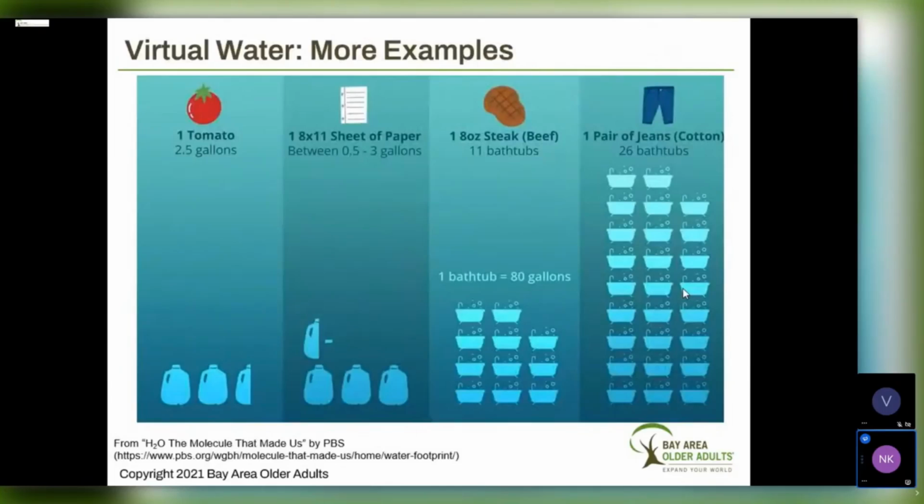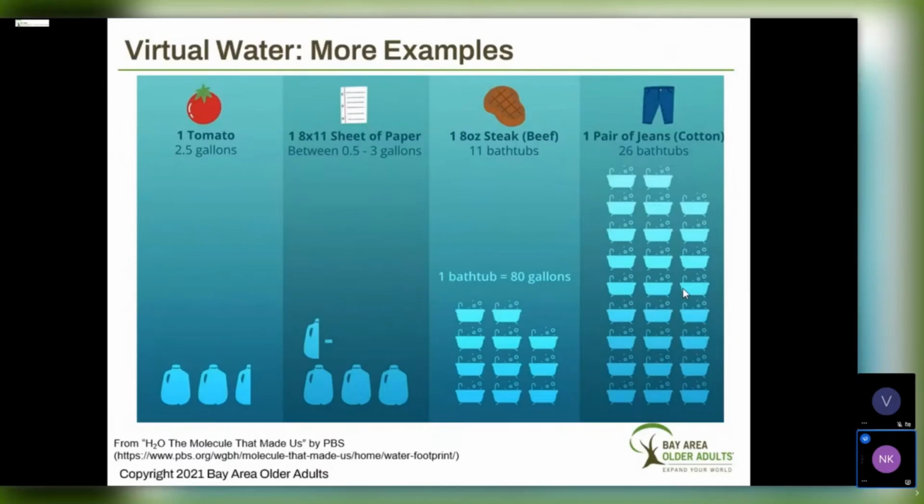Now, besides the tomato, I want to consider some more examples. So next is the piece of paper. It may take 0.5 to 3.4 gallons of water to grow trees and process the wood into an 8.5 by 11 sheet of paper. So using recycled paper can reduce your footprint by 40% because new wood does not need to be grown.